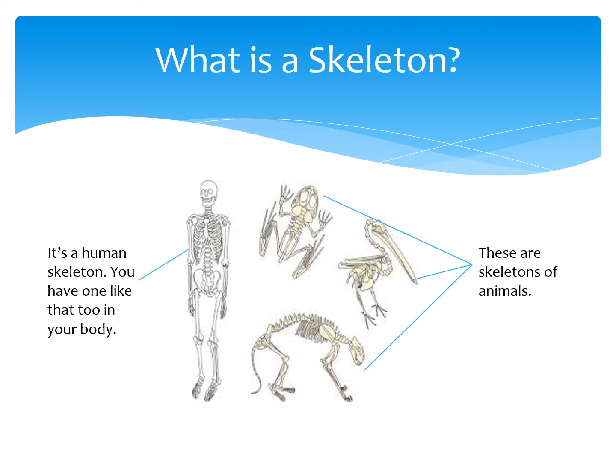We have skeletons, so do animals have. In this slide, you can see two different types of skeleton. Now we'll learn what the functions are and how the skeleton works. See, the human skeleton is on the left side. You have one like that too in your body. And on the right side, there are skeletons of animals.